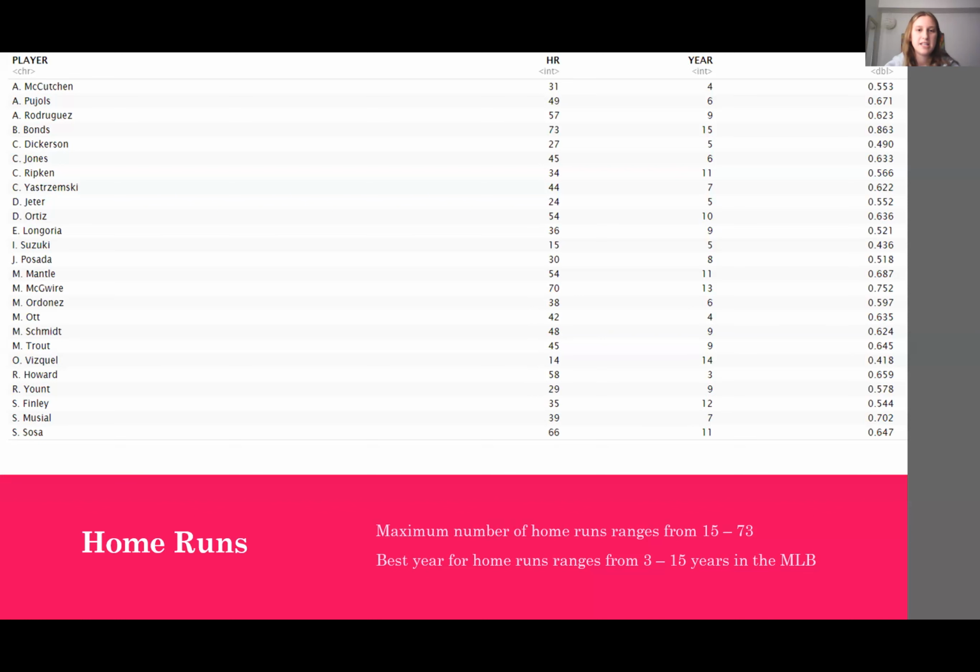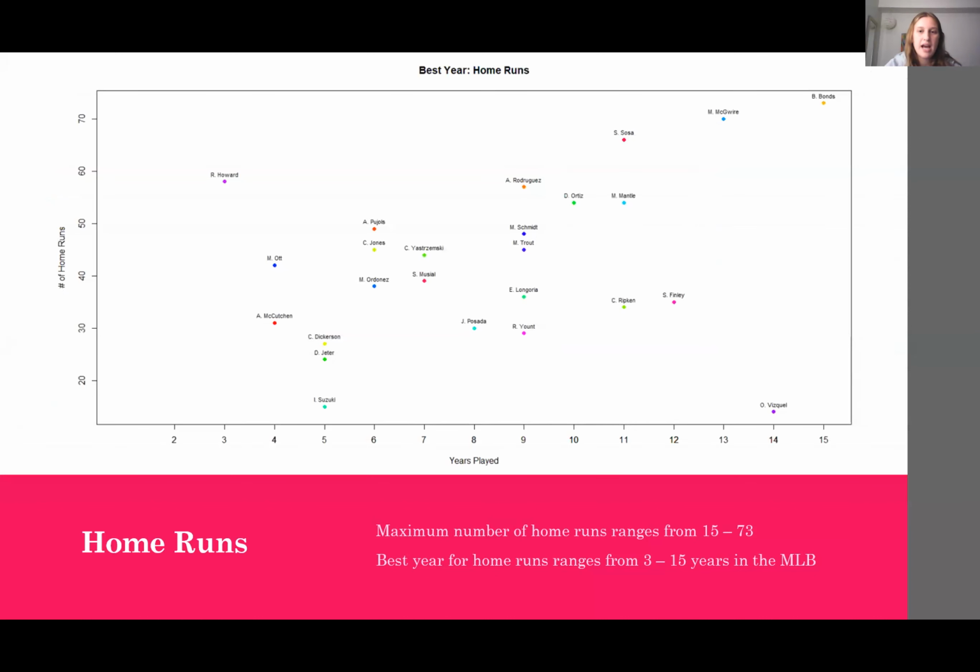Looking at the data table specifically, on the far left is the player name. The second column is the maximum number of home runs they hit in their entire career. The next column is which year of their career they hit their maximum number, and then the corresponding slugging percentage that they had that year. And then I also displayed this in a graph just to visualize it and really make it easier to see how players compare to each other.